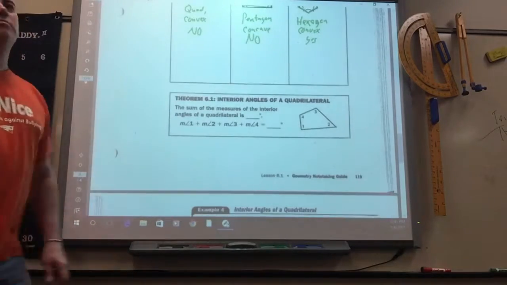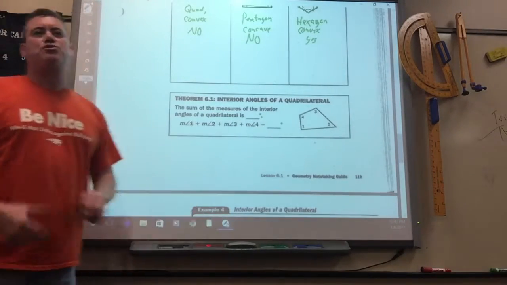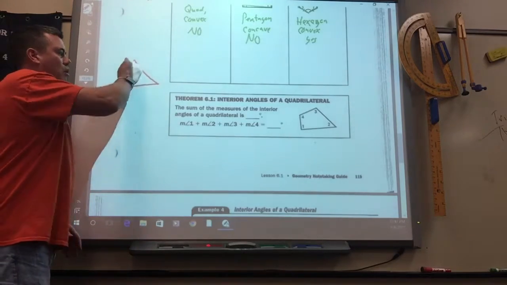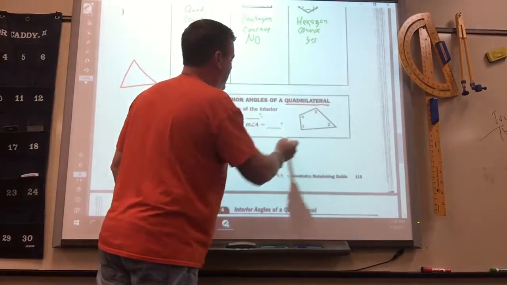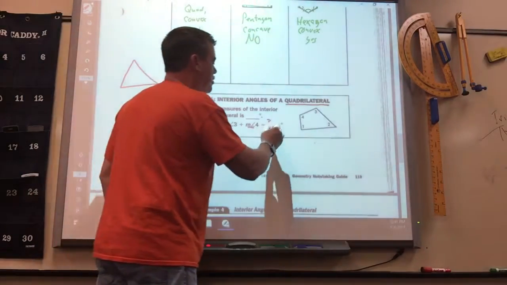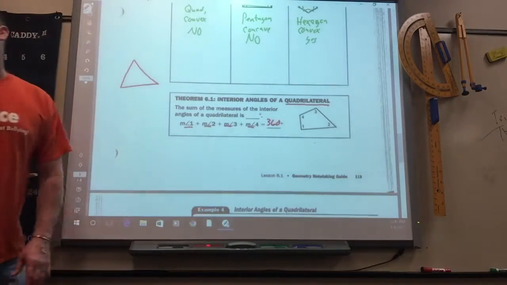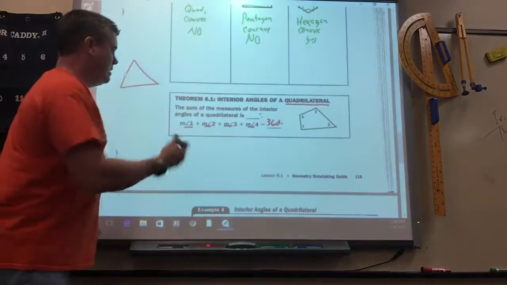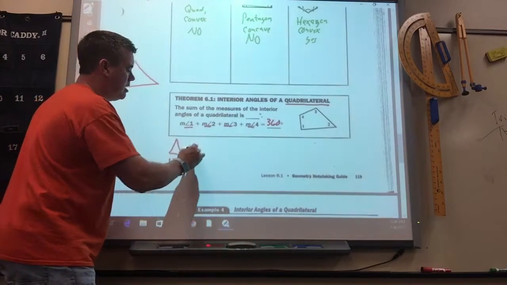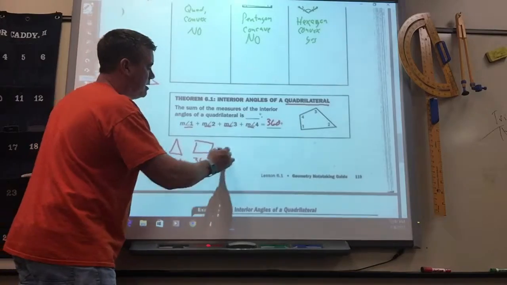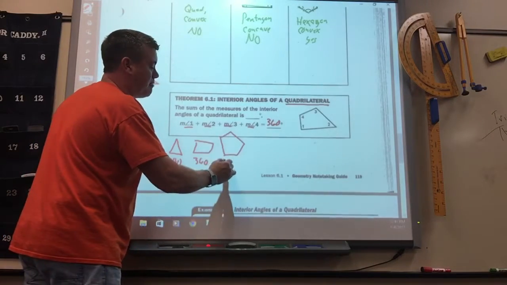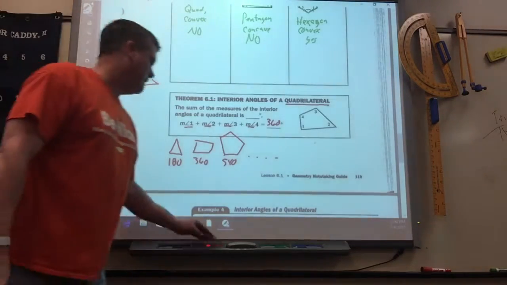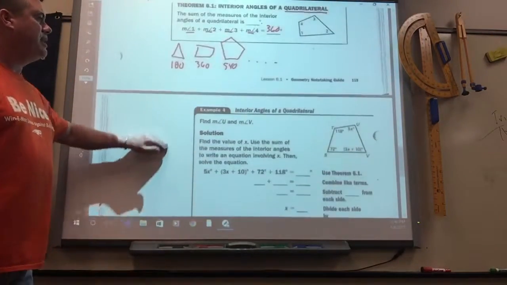Now, we have done triangles. Any 3 angles in any triangle always add up to 180. In a quadrilateral, they add up to 360. Every time you add a side, it adds 180 more degrees. A triangle is 180, a quadrilateral is 360, a pentagon is 540, and so on. But we're just doing quadrilaterals now.